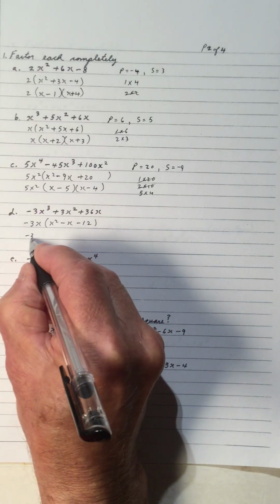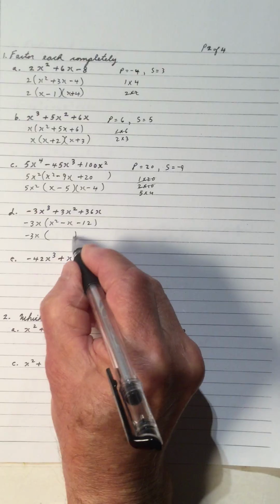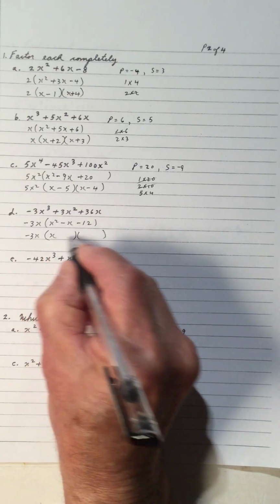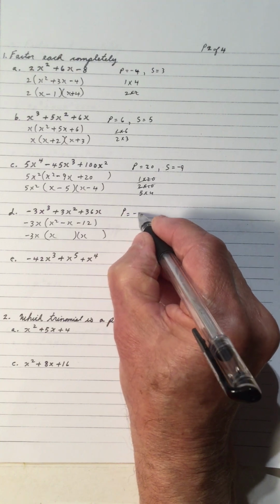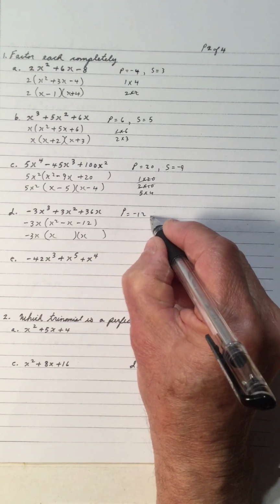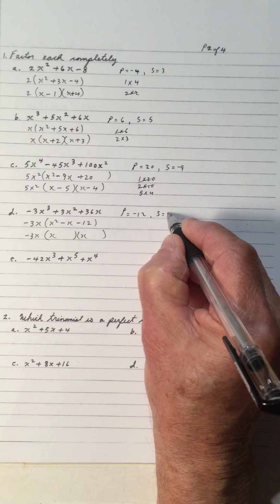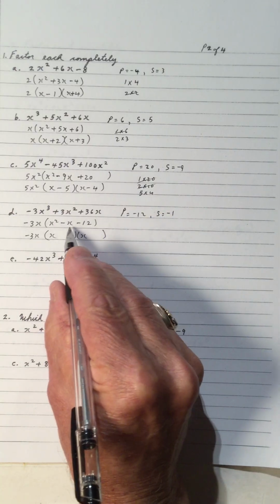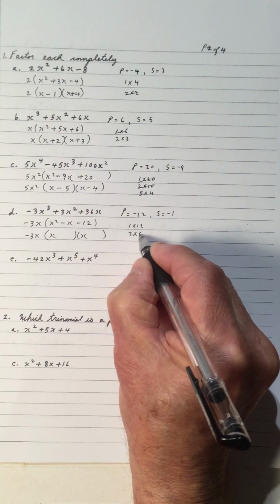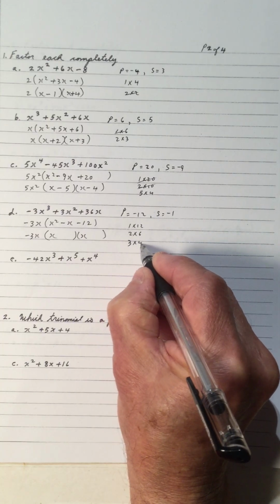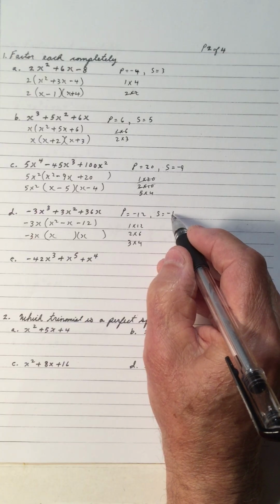And again, we have a trinomial. If it's going to factor, it has to be x and x. And the product, again, review, I always like doing this just to make sure. Product is negative 12, sum is negative 1. So 1 times 12, 2 times 6, 3 times 4. Which pair gives me a 1?